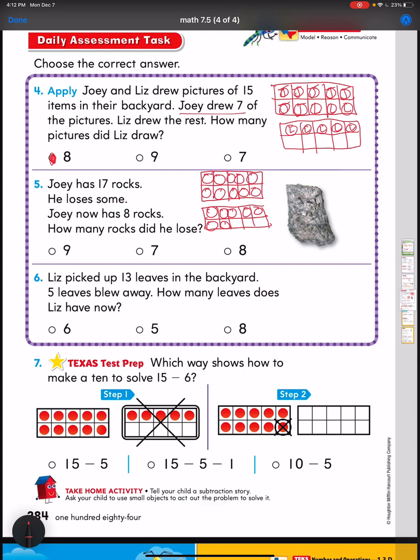17 rocks. He loses them. It doesn't tell us how many. It just tells us he loses some. But that he's left with 8 rocks. And it's asking how many did he lose? It wants us to find this piece of information. All right. So I know that Joey has 8 rocks left.